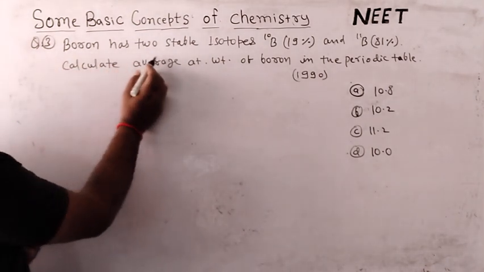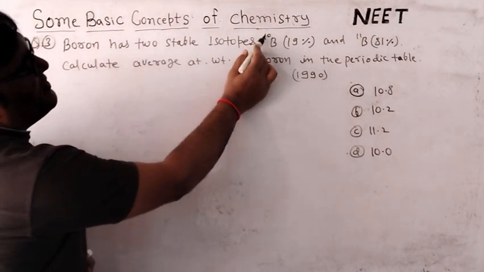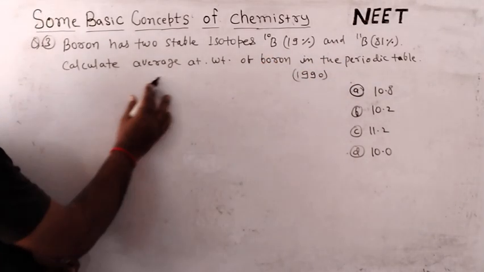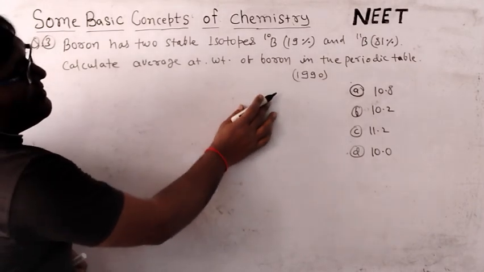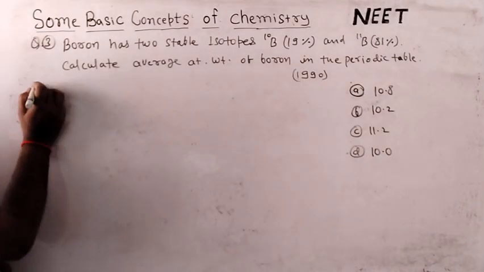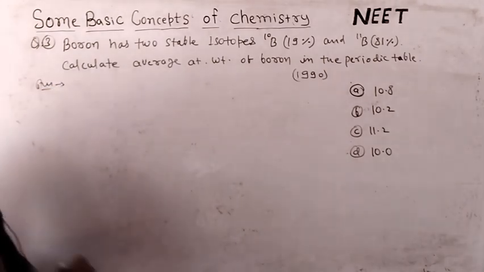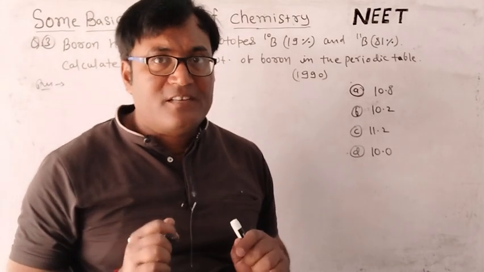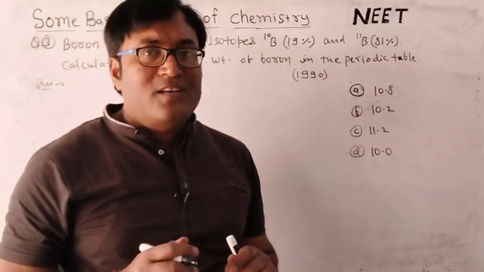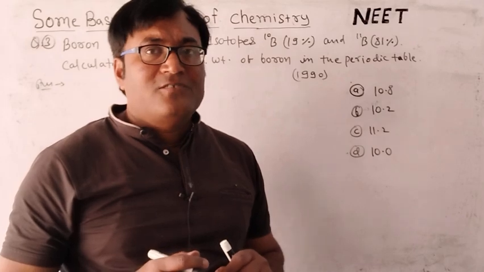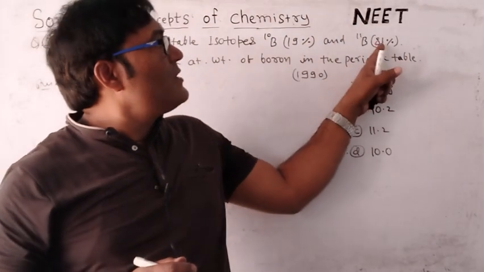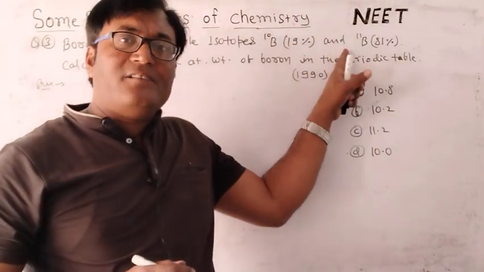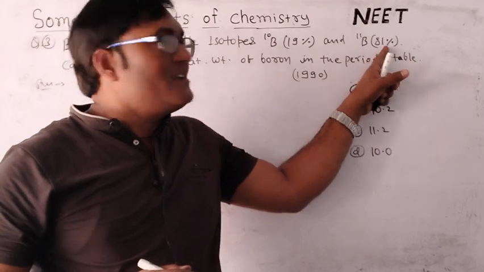According to question number 3, boron has 2 stable isotopes, atomic number 10 19% and boron atomic number 11 81%. Calculate average atomic weight of boron in the periodic table. Options are given. This question is completely based on calculation of average atomic weight. Now according to given data, 2 isotopes are given here. Boron, one isotope 19%, and another isotope 81%. In case of 19%, their atomic weight is 10. In case of another boron, atomic weight 11, their percentage 81%.